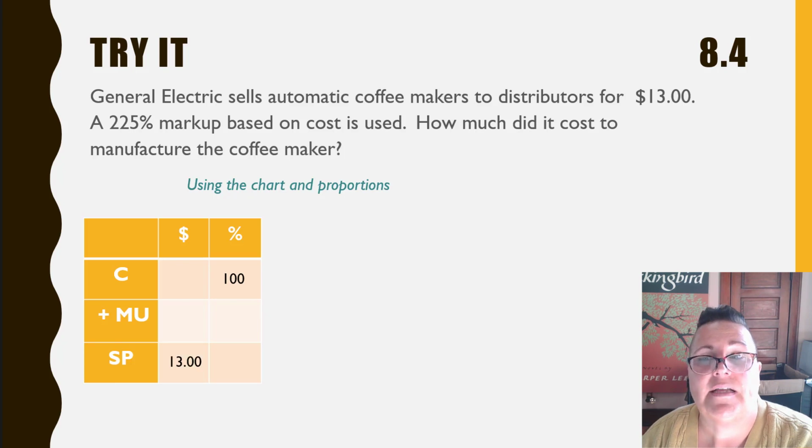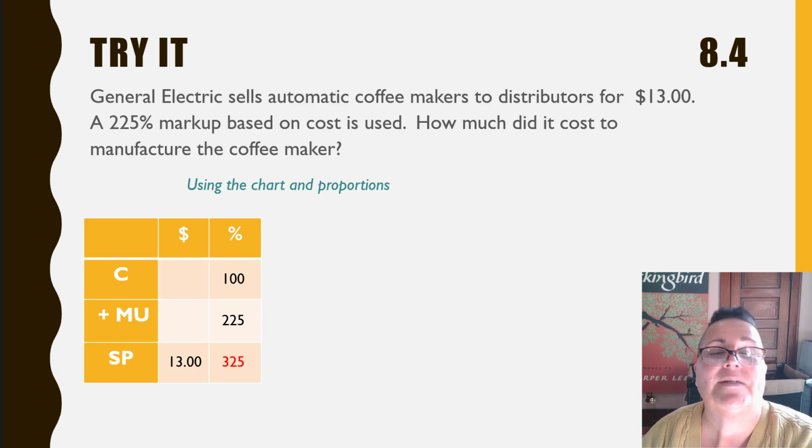$13 is then our selling price. A 225% markup based on cost is used. So the markup is 225%, and that goes in the percent markup placement. Now, I've got 100% of the cost plus a 225% markup, which means overall you're paying 325% of that item's original cost. So that's a little over 3 times what General Electric bought them for.